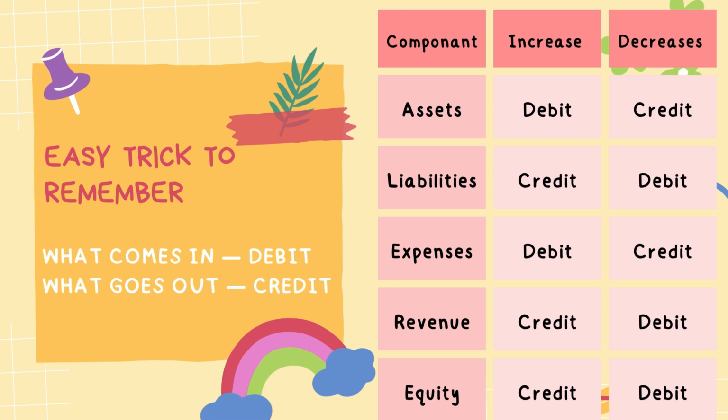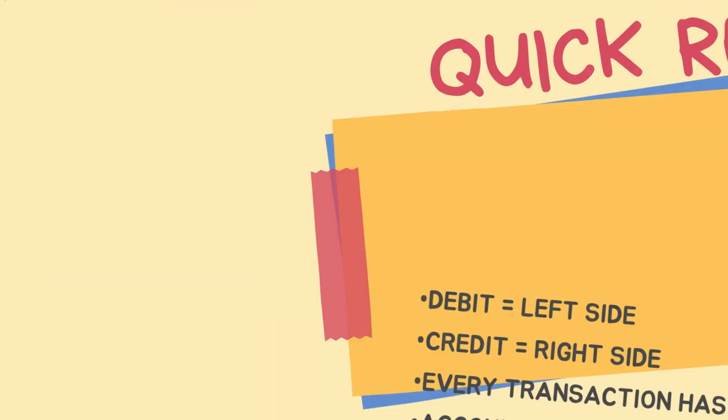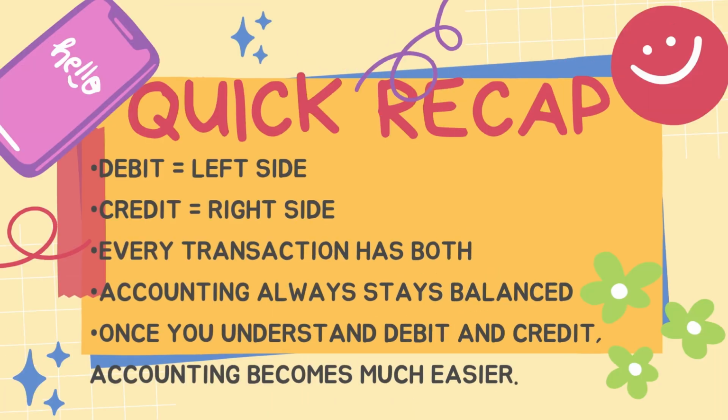Now let's quickly recap. Debit is the left side and credit is the right side. Every transaction has both a debit and a credit. That is how accounting stays balanced. Once you understand debit and credit, learning accounting becomes much easier.